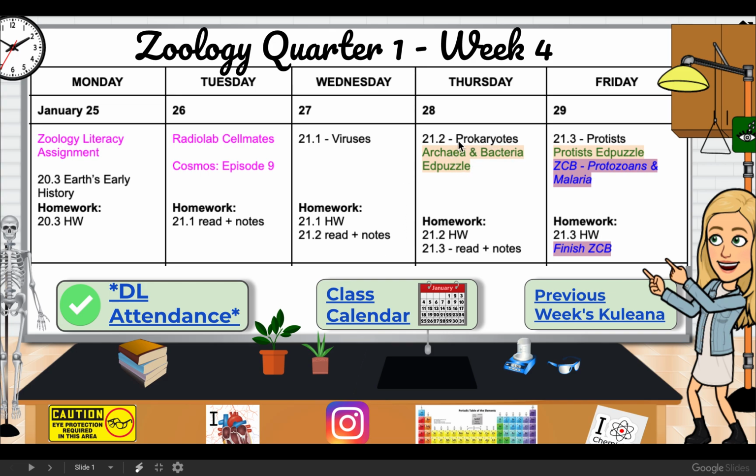You have 2 Edpuzzles. This one is on the prokaryotes. This one's on the protists. And then if you're a distance learner, you should have picked up your zoology coloring book. That's what ZCB means. You should have picked this up by now. If you haven't, then message me and I'll make sure that the office still has a copy of it. You need to pick this up because these are assignments that you have to do.